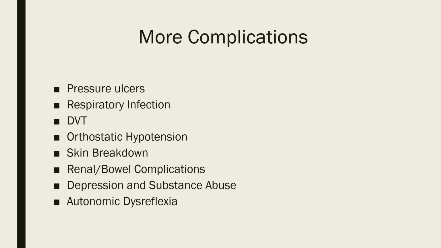Some other complications we could possibly see would be pressure ulcers from lack of movement, and respiratory infections. That's going to depend on where the spinal cord injury occurred. Are they intubated? Is there something that could possibly be leading to that respiratory infection? Your DVTs are due to lack of motion. Orthostatic hypotension is because the muscles in the legs no longer help return blood to the heart. You could also have skin breakdown, which is related to that decreased movement.